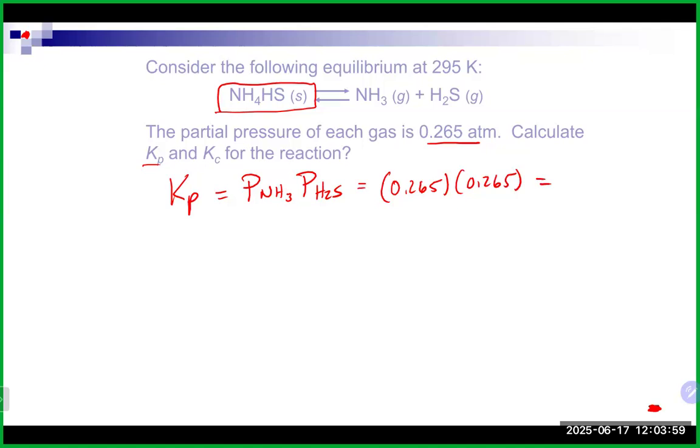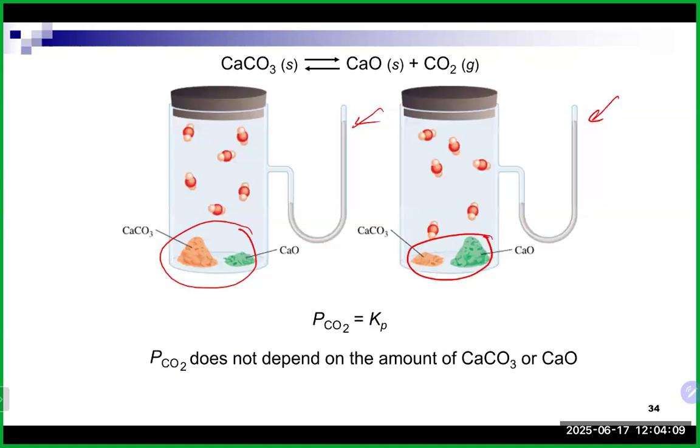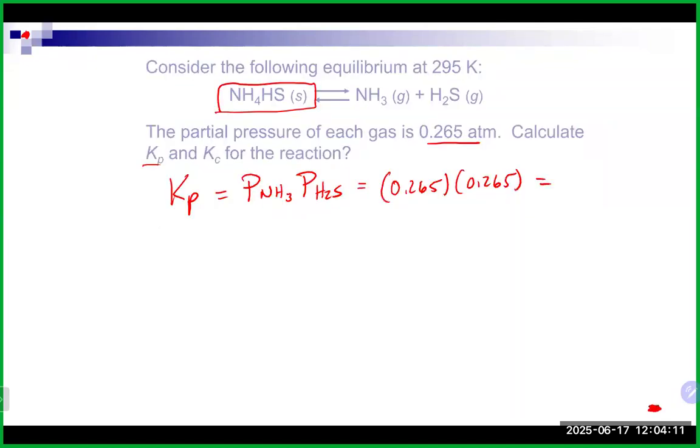That is going to give us our Kp value here of something. What we got there? We got 0.265 squared. All right, we got call it 7.02 times 10 to the minus 2, or 0.0702. That is going to be our Kp value.